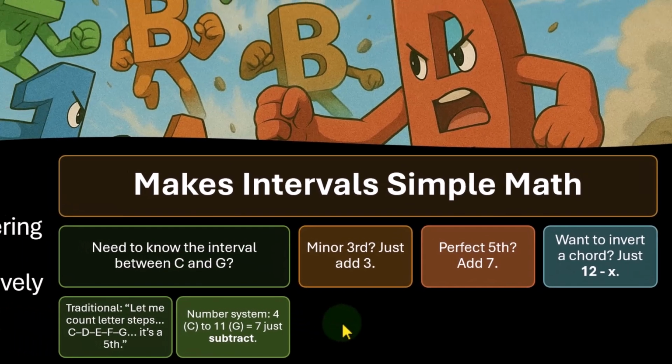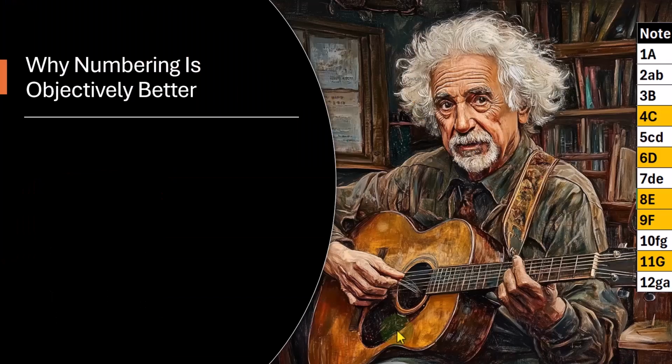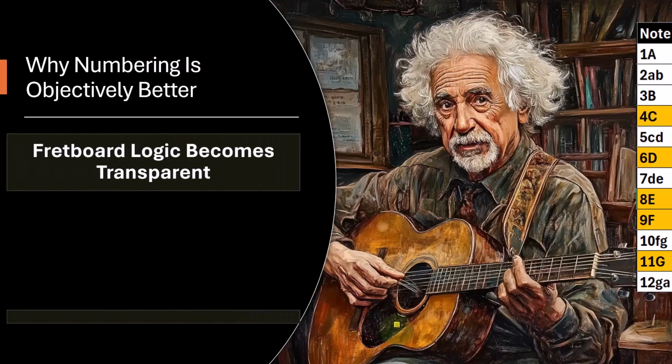If you want to invert a chord, you just take 12 minus. There's 12 notes, so you take 12 minus it, and you get the inverted item. We'll talk more about this in future presentations, but I'm just saying that would be useful to do. You can't do it with letters, especially when you're trying to count the letters on your fingers while your fingers are supposed to be on the fretboard.